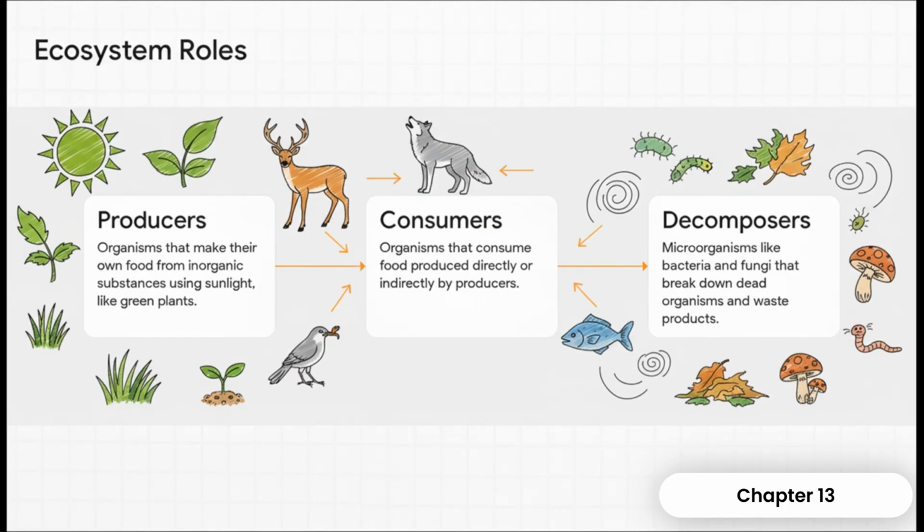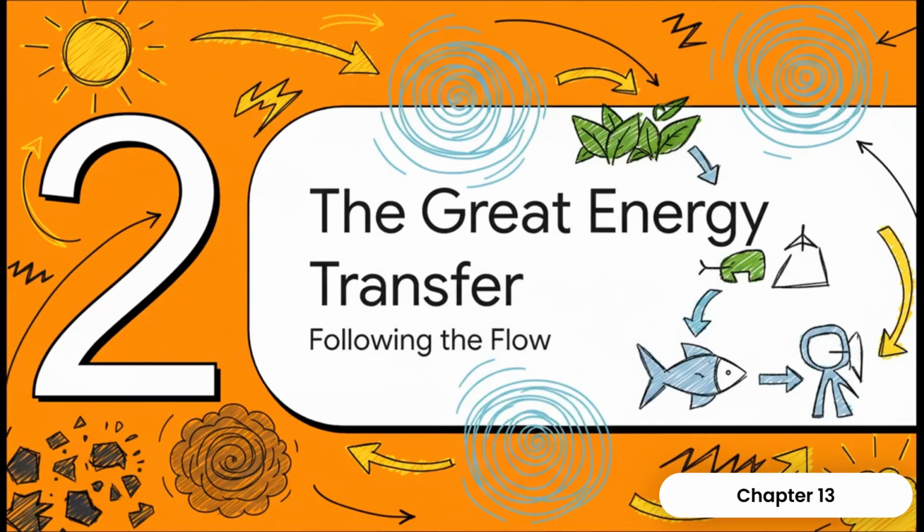Okay, so if we zoom in on the living parts, the biotic stuff, you'll find there are three main jobs that need doing. First up, you've got the producers. These are guys like green plants, who are brilliant enough to make their own food just using sunlight. Then you have the consumers, who get their energy by, well, consuming other things. And finally, you have the decomposers. This is the all-important cleanup crew like bacteria and fungi who break everything down and recycle it all back into the system.